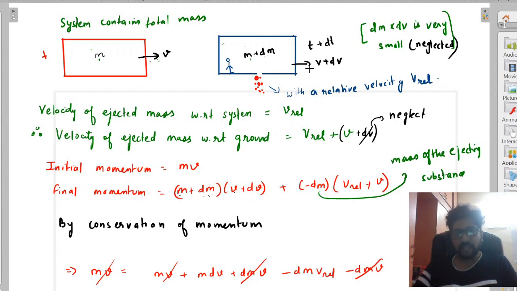Why? Because in the final situation the velocity is not v but v plus dv. Okay, but we will neglect this. Why? Because dm into dv is approximately 0.